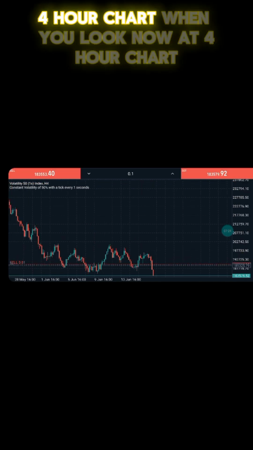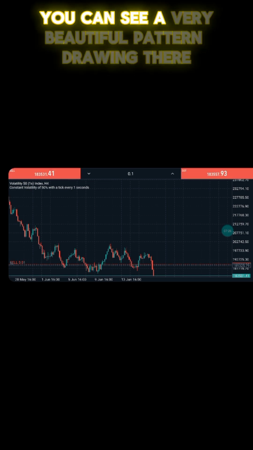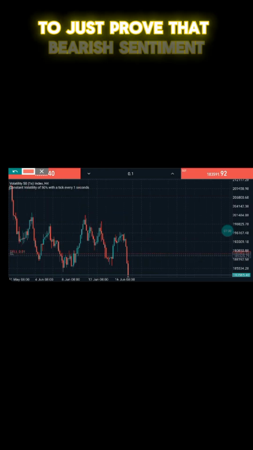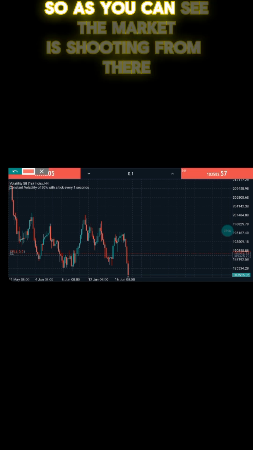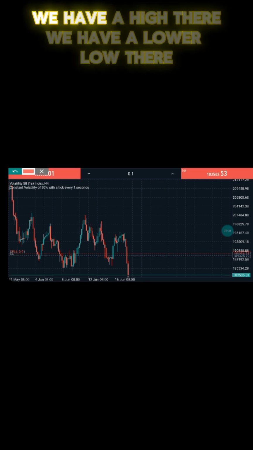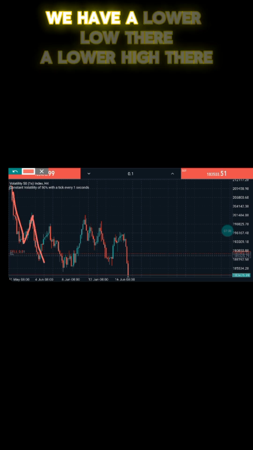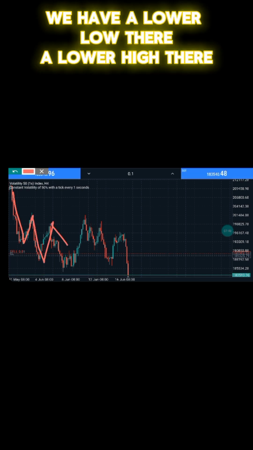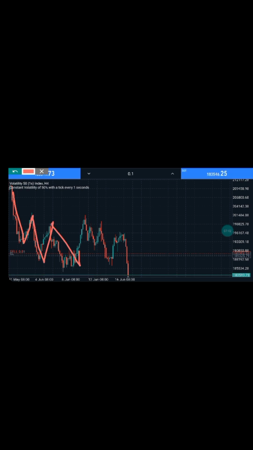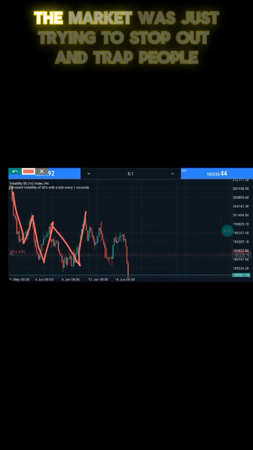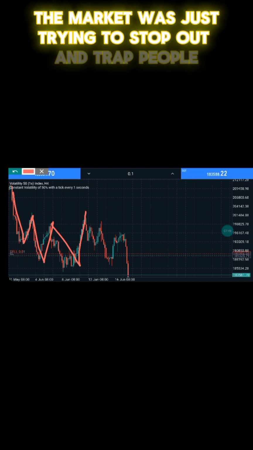Okay, 4-hour chart. When you look at the 4-hour chart now, you can see a very beautiful pattern drawing there to just prove that bearish sentiment. As you can see, the market is shooting from there. We have a high there, a lower low, a lower high, a lower low, a lower high, a lower low, and then it kind of tried to make a high. What was happening there is the market was just trying to stop out and trap people.